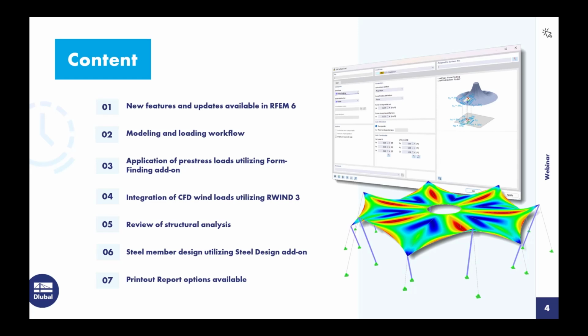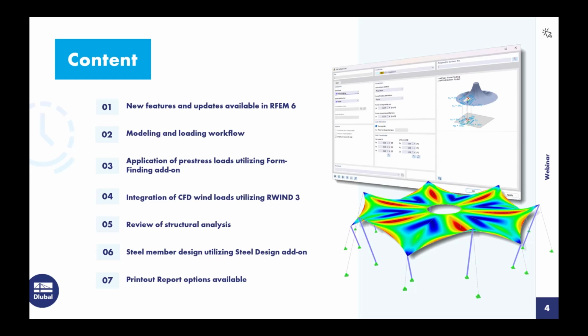We'll further integrate our structure into our standalone program, RWIND 3. This will carry out a computational fluid dynamic wind analysis and a numerical wind tunnel to determine the wind pressures on the structure that we can integrate back into the main program, RFEM 6, and combine with the other load cases.